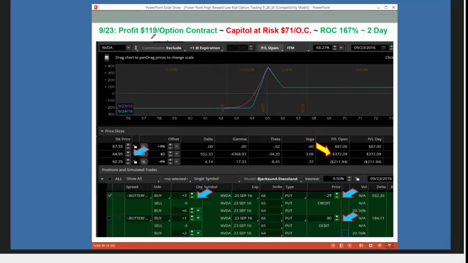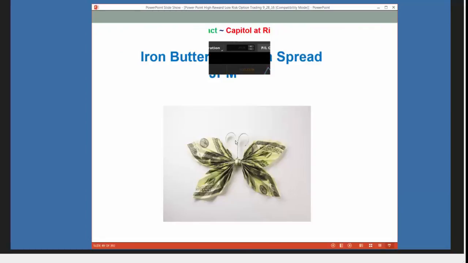So the day before it had 44, still at 65. This day at 65, it had 119. So see the difference? It's huge. So that's the fun of it. So that was 167% return at the same strike price, 65, as it was the day before. So that's what it looked like. It went from a 29 credit to $90 debit. So that's a really neat strategy.